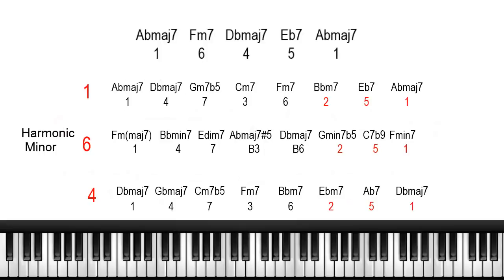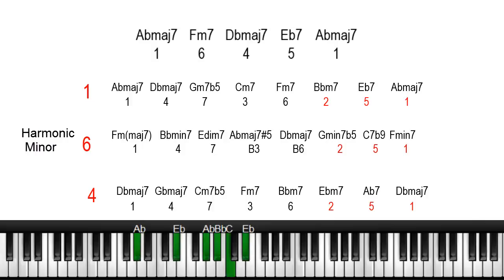Okay, let's apply these concepts. The 2-5-1 of the dominant, the borrowed chords from the F harmonic minor scale, and borrowed chords from the D flat major scale. And we'll apply it to our standard progression, and that will complete the lesson.